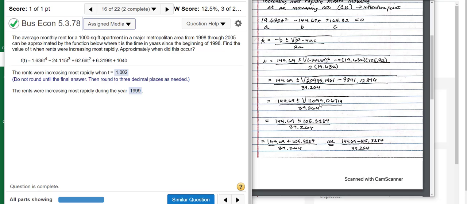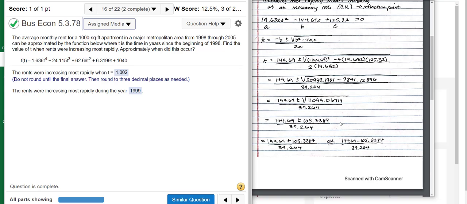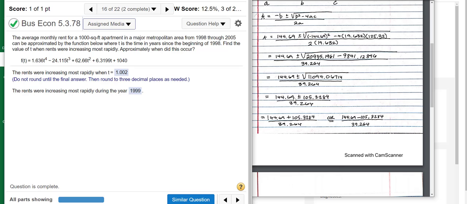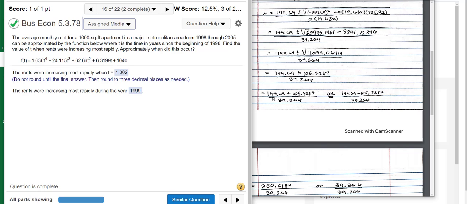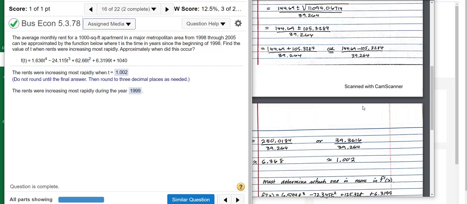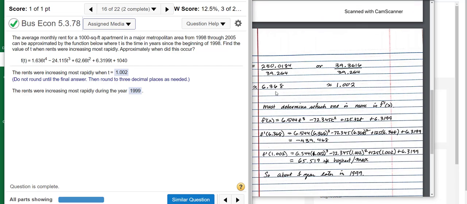11,0674. I took the square root of that, and that finally got me down to this expression, 144.69 plus and minus 105.3284 divided by that 39.264, which is the 2a. That results in two values, so I had to do the 144 plus 105 divided by that, and the 144 minus 105 divided by that. So one came out to 6.368, and the other came out to 1.002.